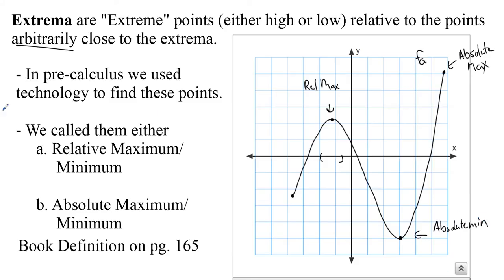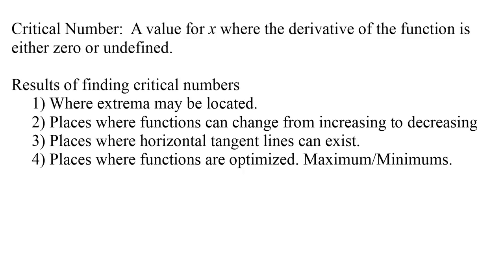All right. So moving on. A critical number. A critical number is a value for x where the derivative of the function is either 0 or undefined. And there are certainly some results for finding critical numbers. All right, so we'll find the first derivative, and anywhere where that first derivative is 0 or undefined, we are going to call that a critical number. So the results of finding critical numbers, this is where extrema may be located.